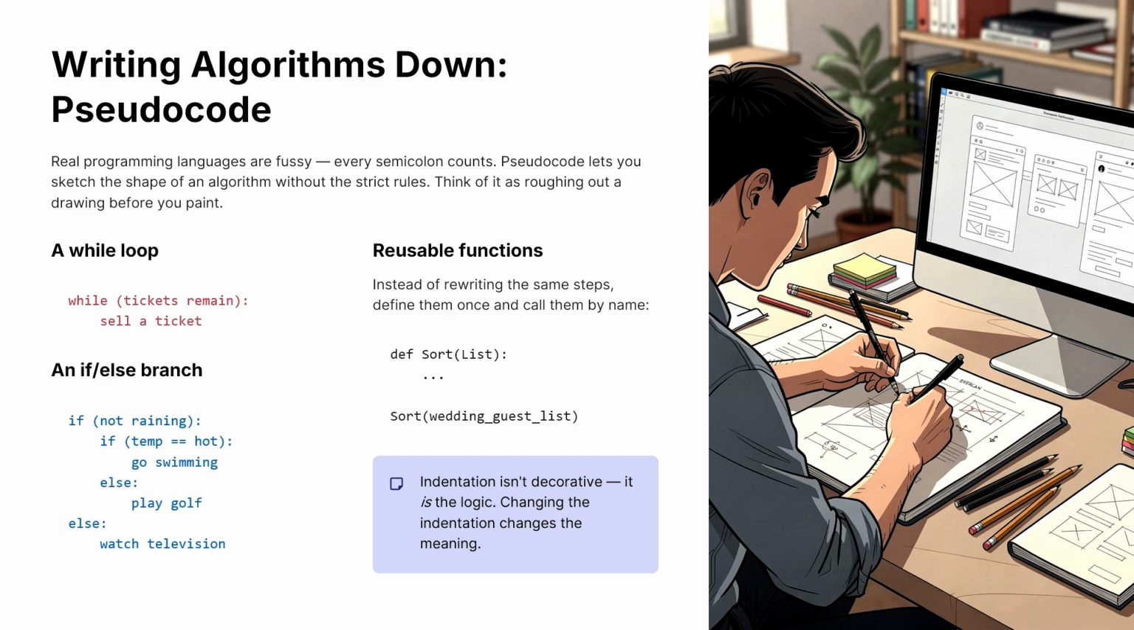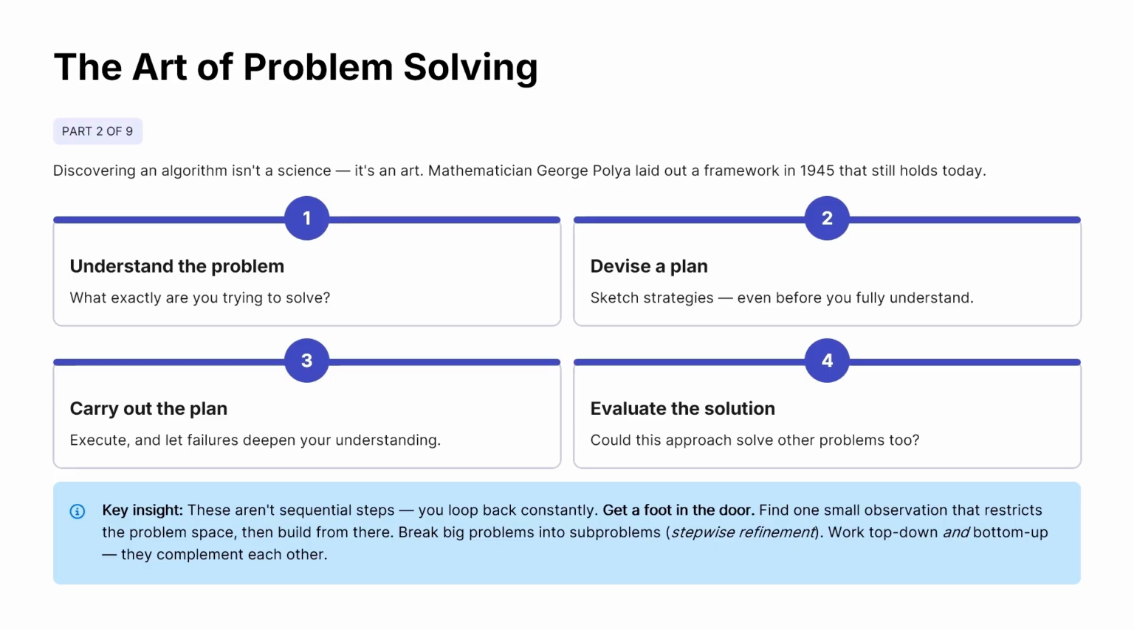Here's something textbooks are honest about. Discovering an algorithm isn't a science, it's an art. A mathematician named George Polya described the process back in 1945, and his framework still holds. He proposed 4 phases. Phase 1, understand the problem. Phase 2, devise a plan. Phase 3, carry out the plan. Phase 4, evaluate the solution and consider whether it could solve other problems too.